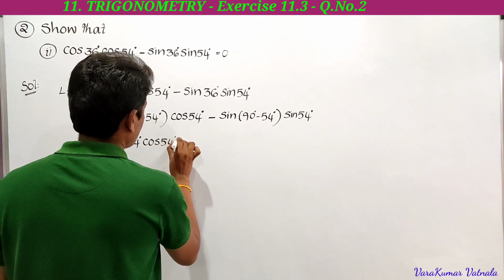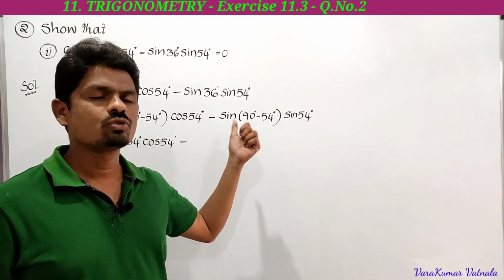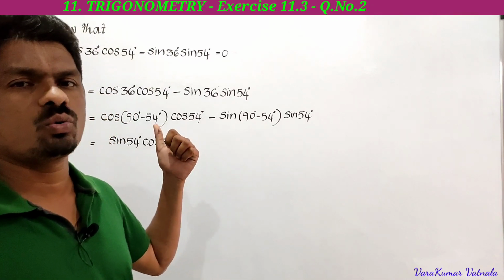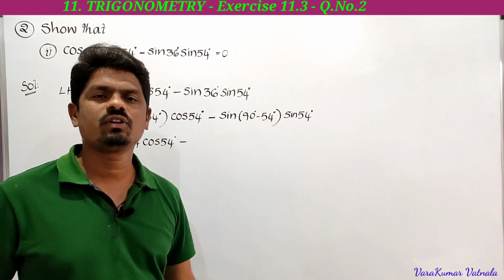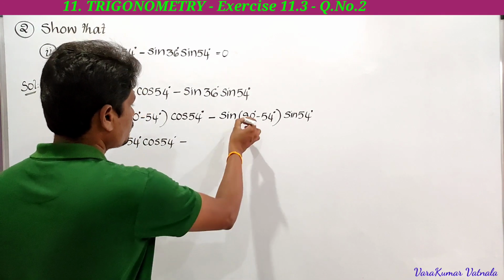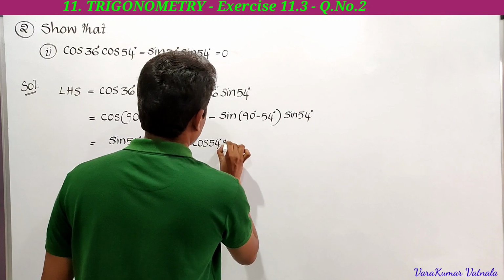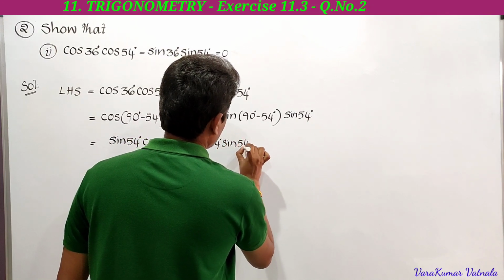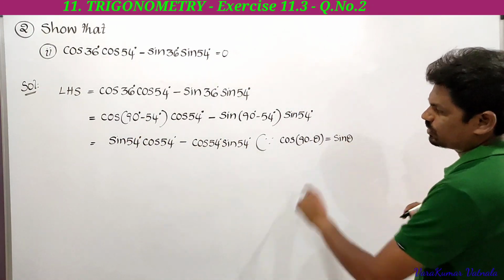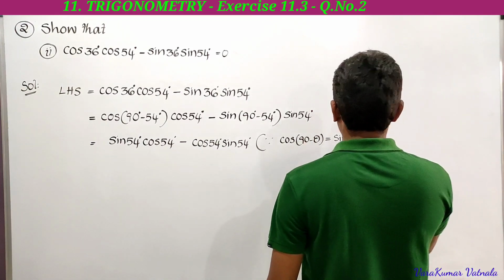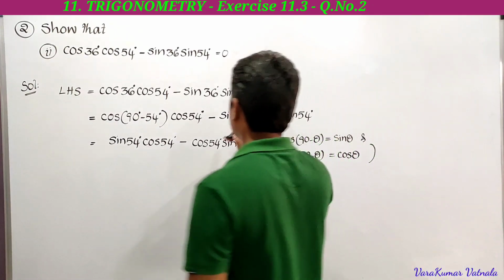Cos 54 minus sin 90 minus theta. It is in the form sin 90 minus theta. So we have sin 90 minus theta equal to cos theta. Here theta is 54 degrees. Therefore sin 90 minus 54 is equal to cos 54. So here it is cos 54. So write next sin 54 as usual. So here we have applied two. The first one we have written using cos 90 minus theta equal to sin theta, and the second one, sin 90 minus theta equal to cos theta. So using these two we have written.